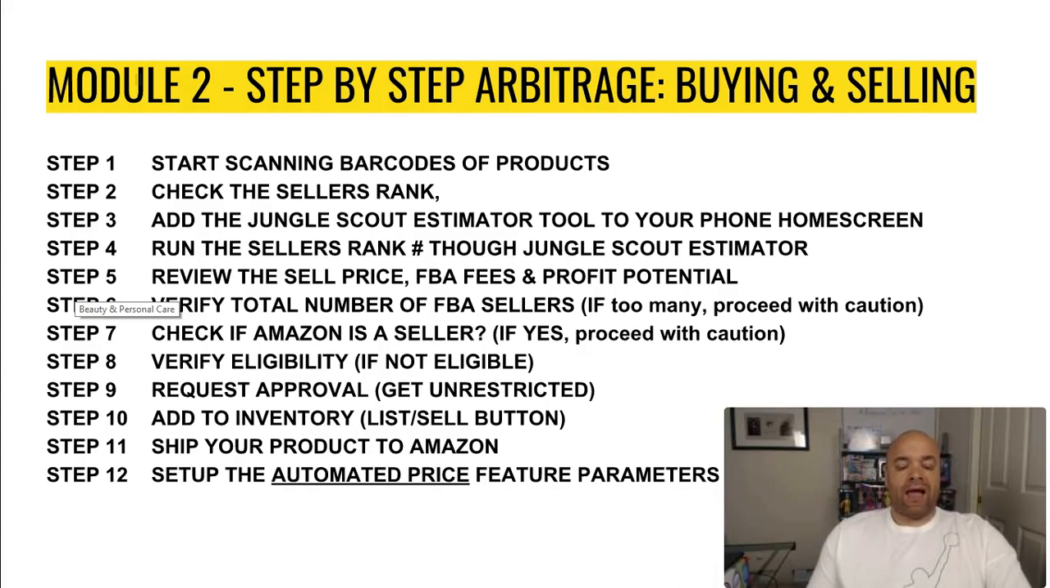Step 10, add to your inventory, list and sell button. Step 11, ship your products to Amazon. And step 12, set up the automated price feature located in your price drop down on your Amazon Seller Central account. When you add this automated price feature, your benefits will be increased sales.